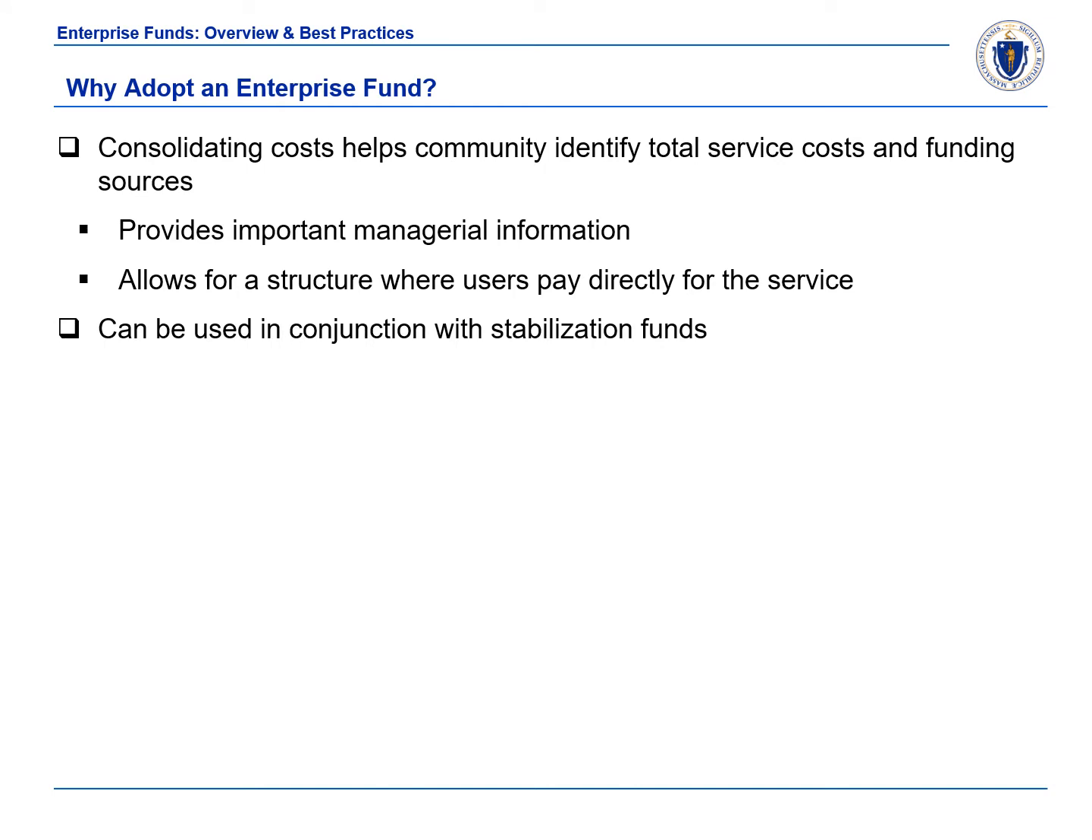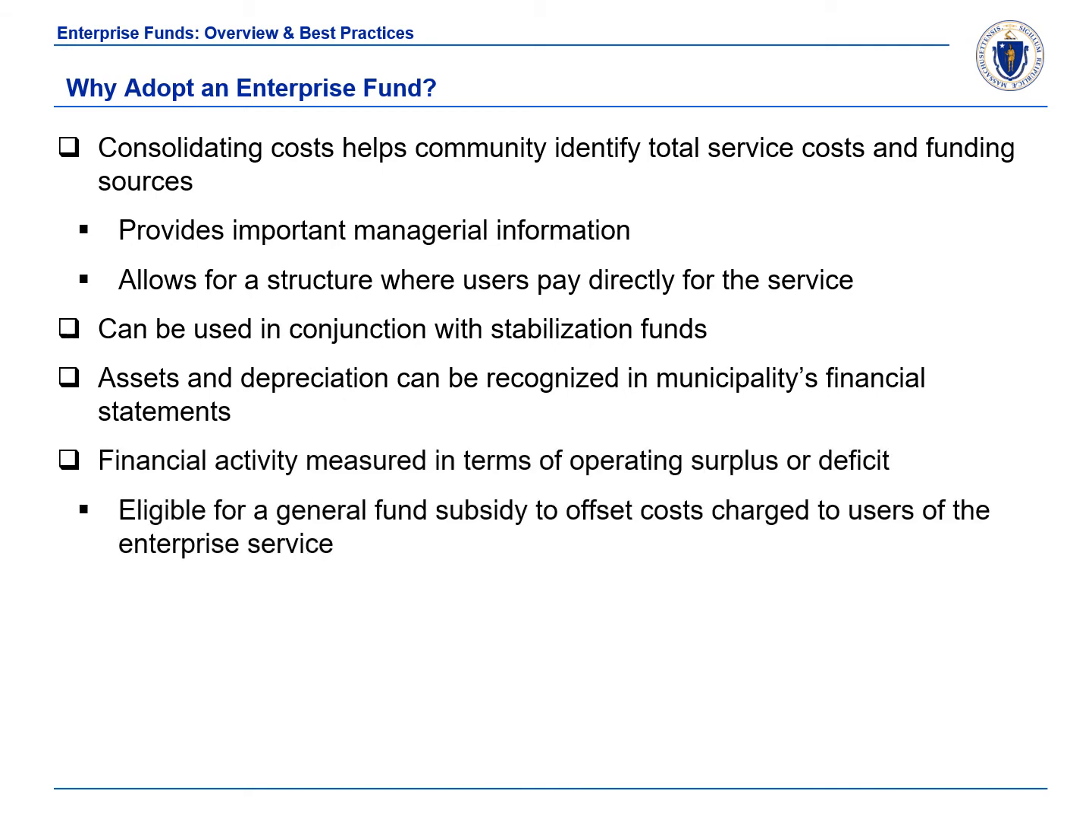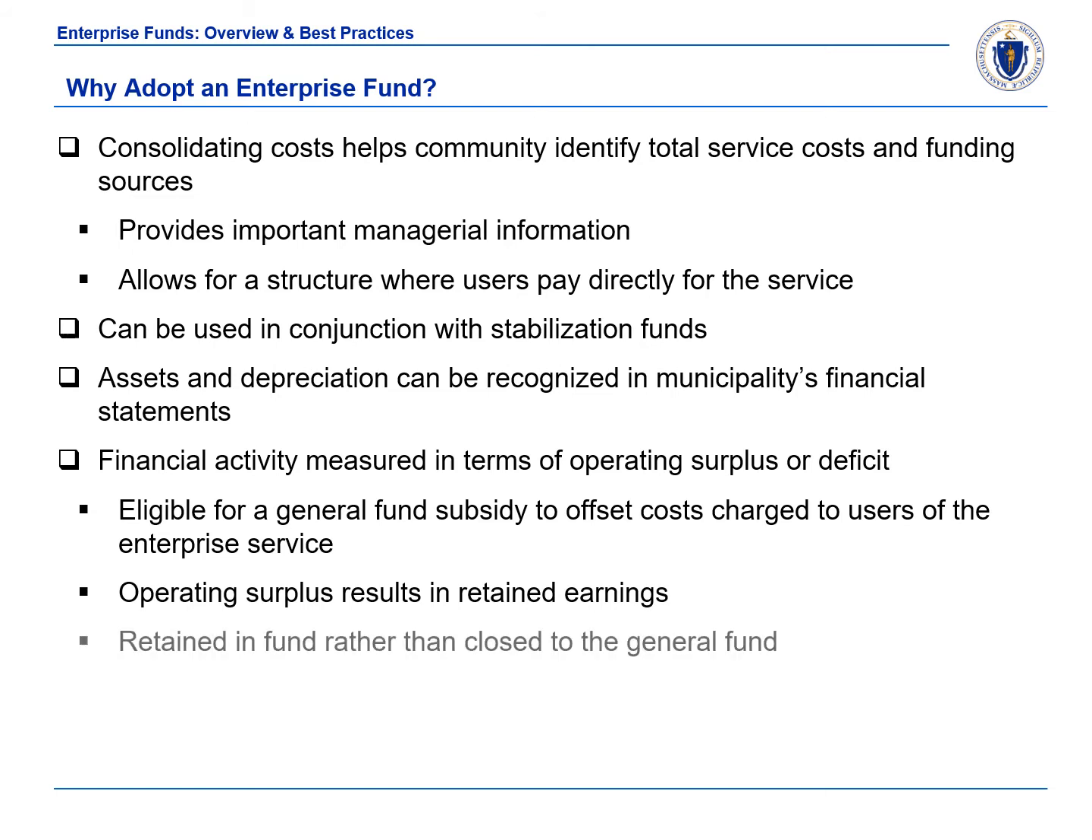Like the general fund, enterprise funds can maintain stabilization funds for future infrastructure and capital projects. Enterprise fund assets and depreciation can be recognized in a municipality's financial statements. At year-end, the financial activity of an enterprise fund is measured in terms of an operating surplus or deficit. Note that the fund is eligible for a general fund subsidy to offset costs charged to users of the enterprise service. An operating surplus results in retained earnings, the enterprise fund equivalent of free cash. These funds are retained in the enterprise fund rather than closed to the general fund at fiscal year end. More information on retained earnings will be provided in this presentation.